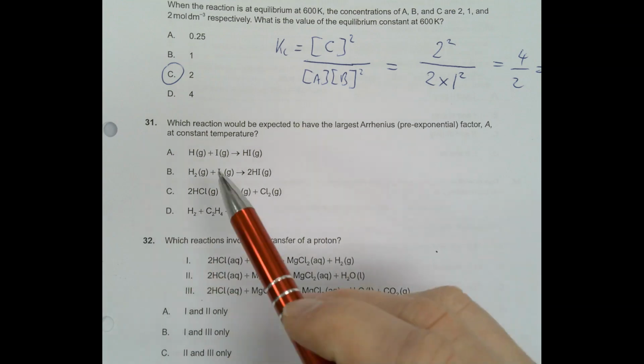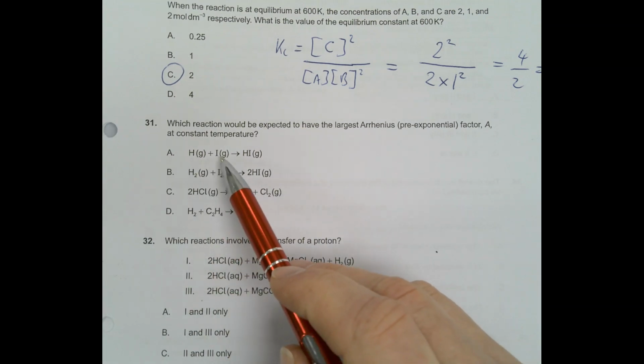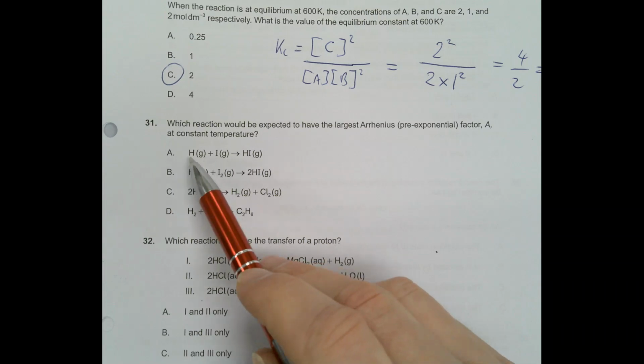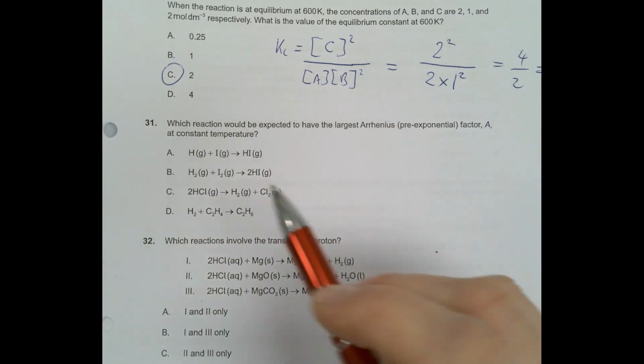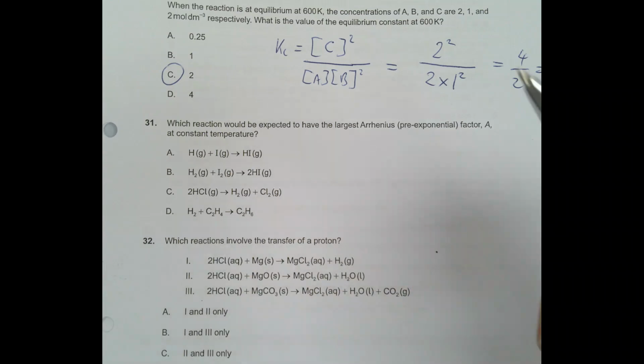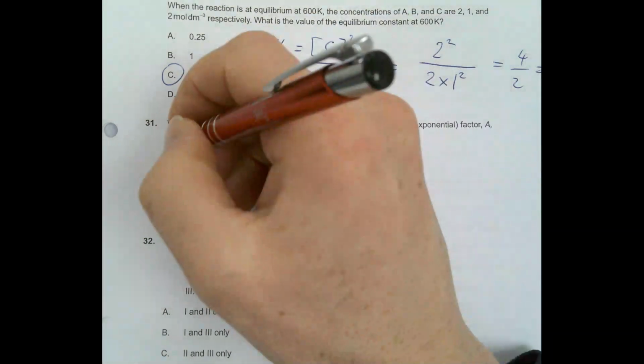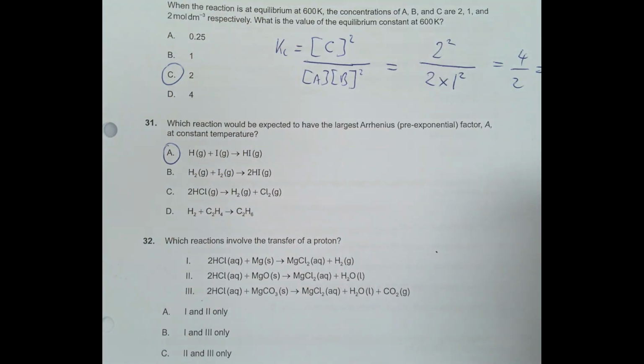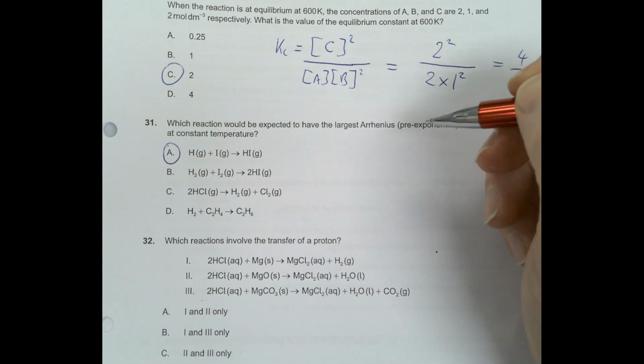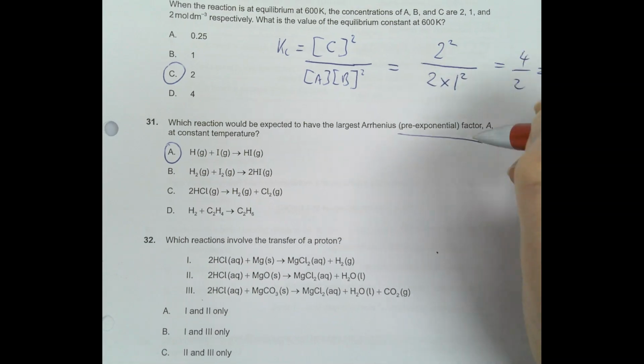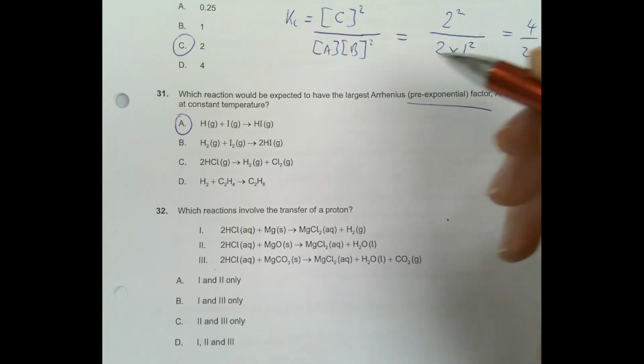But because the reactants in A are such simple molecules, simple atoms rather than molecules, it doesn't matter what the orientation is, it's irrelevant. So they're going to have the highest pre-exponential factor, and that is the answer. The thing you're expected to know here is that the pre-exponential factor is to do with the orientation of the collisions. And for this one, it won't matter.